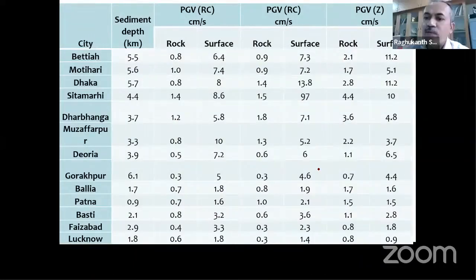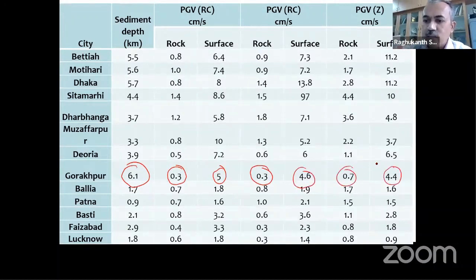So these are some numbers. For example, if you take the station Gorakhpur, the sediment depth is 6.1 kilometers. You can see 0.3 is at rock, and at the surface it is almost 5. Huge amplification. This is in the radial component, then the tangential, then we have the vertical component also. Huge amplifications you can see. Now if you see a place with less sediment like Patna, 0.9 kilometers.